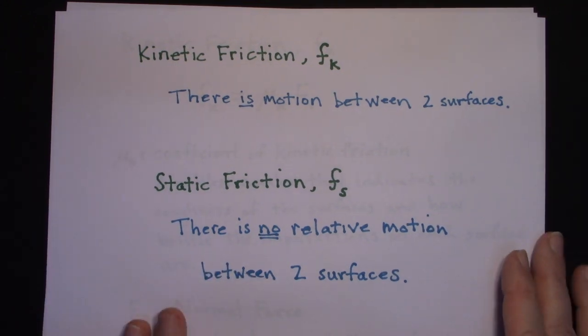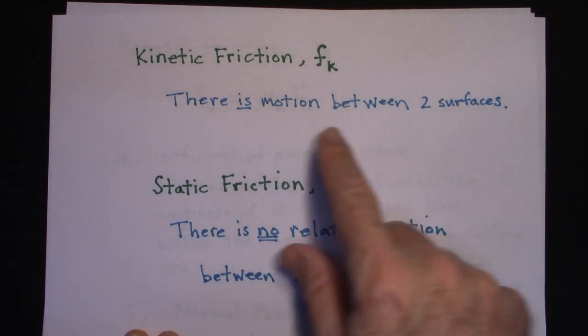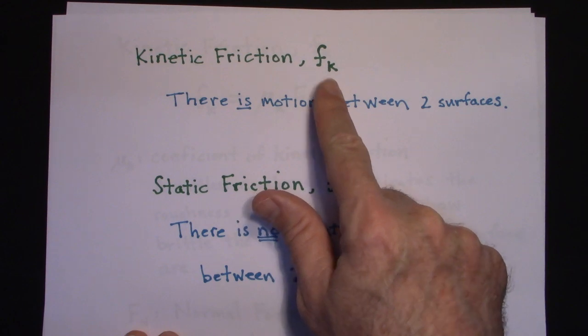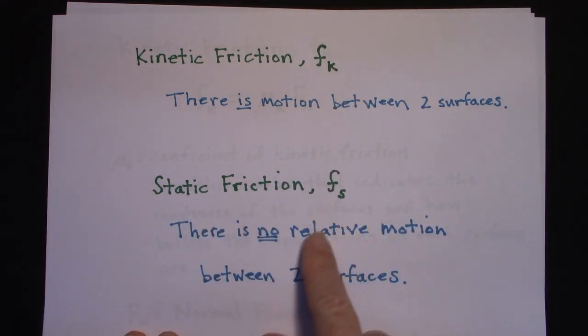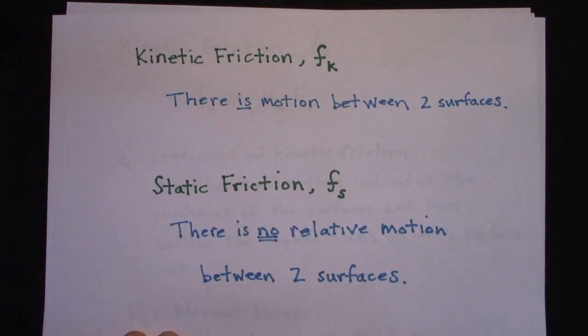So there's two types of friction. Well, there's more than that, but the two types I'm going to tell you about are the kinetic force of friction and then the static force of friction. The static force of friction is just a slightly bit more complex than the kinetic force of friction.